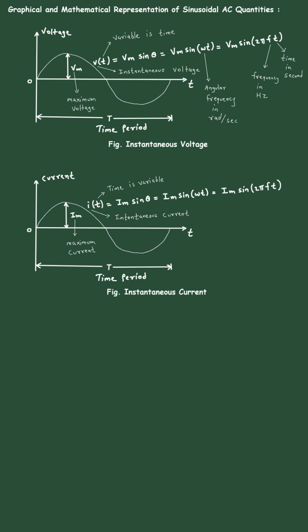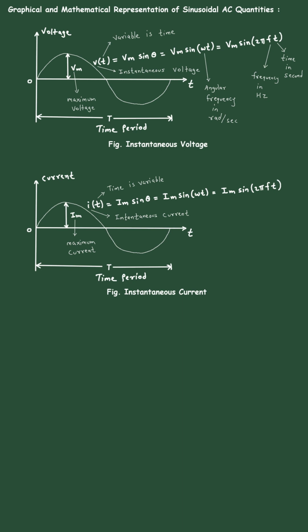Now, let's look at the lower half of the image, which shows the same idea, but for instantaneous current. Again, current is shown on the vertical axis and time on the horizontal. The wave has the same sine shape, and it also repeats after the same time period T. The equation is I of t equals Im sine omega t, where I of t is the instantaneous current, Im is the maximum or peak current, and the other symbols mean the same as before.